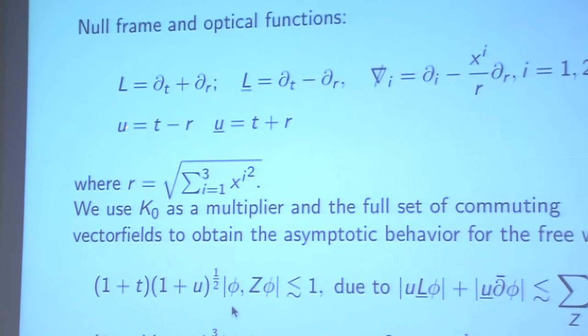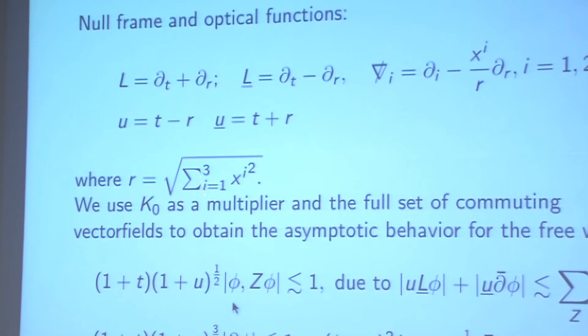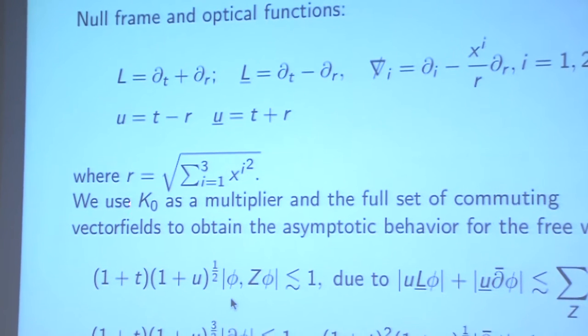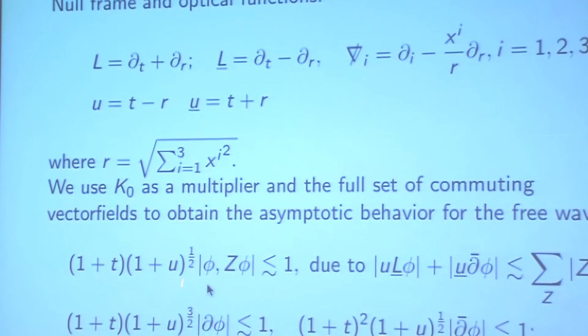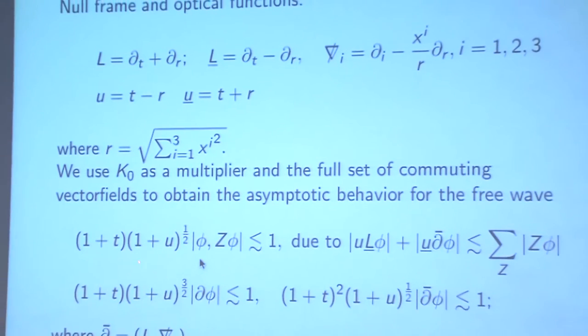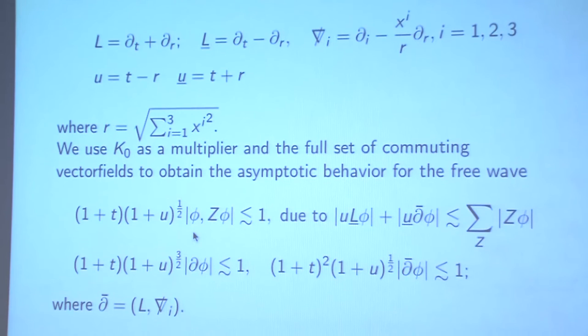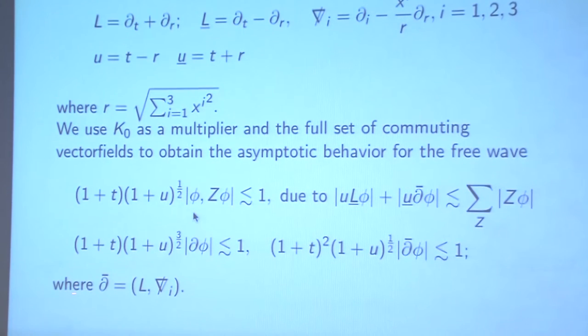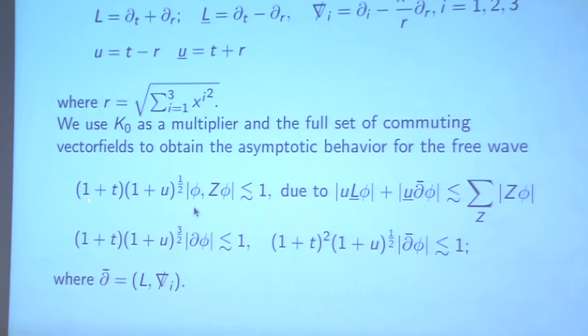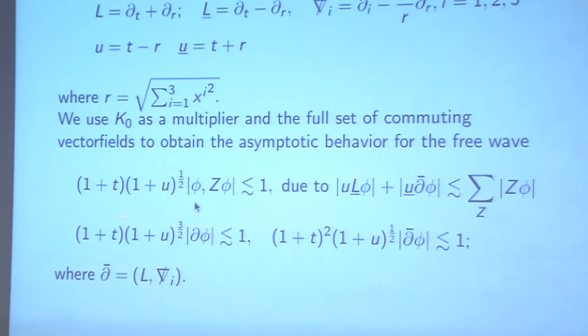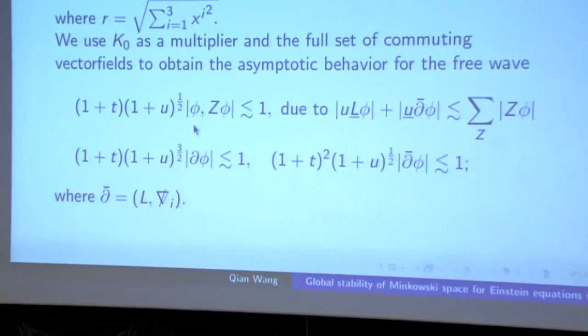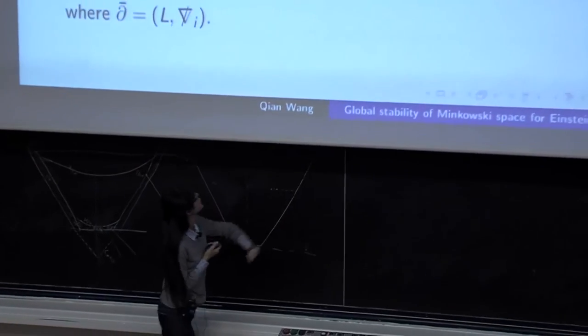So if you use multipliers and use the full set of commuting vector fields, what you can obtain from Klainerman-Sobolev and invariant quantities is this whole set of decay estimates. Basically, you initially have this decay rate, which includes this 1 plus t decay, together with the decay relative to u, which is the quantity measuring the distance of the point to the causal boundary.